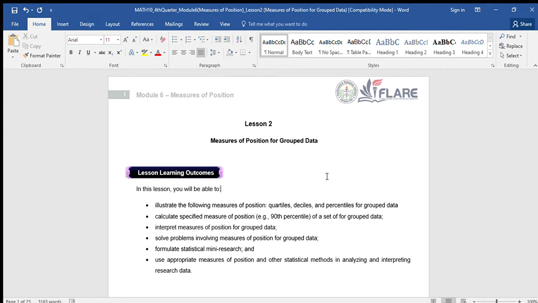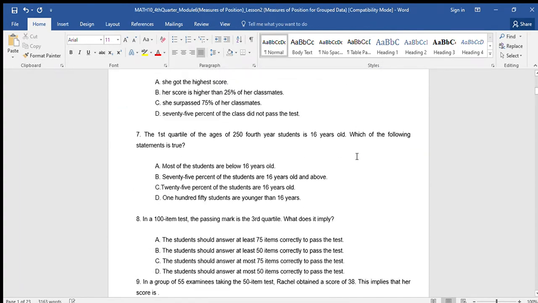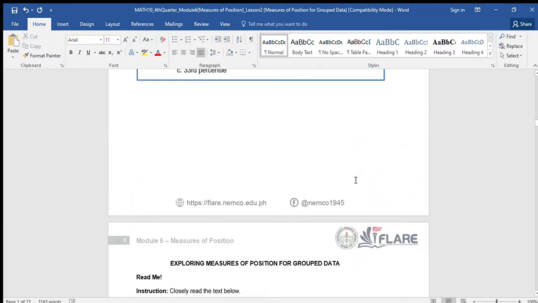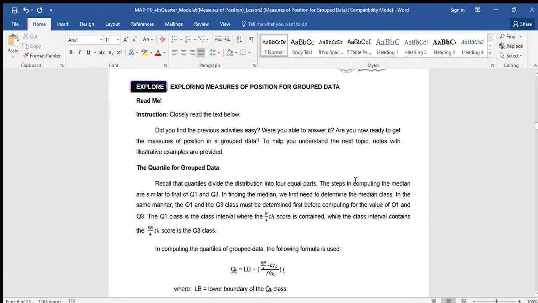It is still the same, that we will be using the quartiles, deciles, and the percentiles. For the quartiles, it is still divided into 4 equal parts. For the deciles, it's into 10, and for the percentiles, it's into 100. So this time, we'll go first to, of course, the quartiles for grouped data.